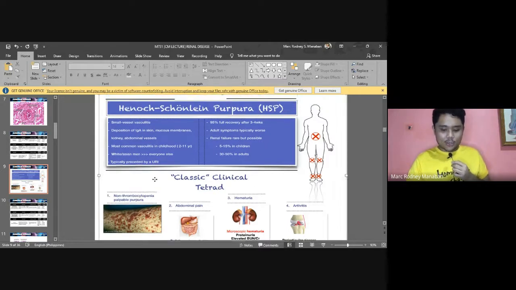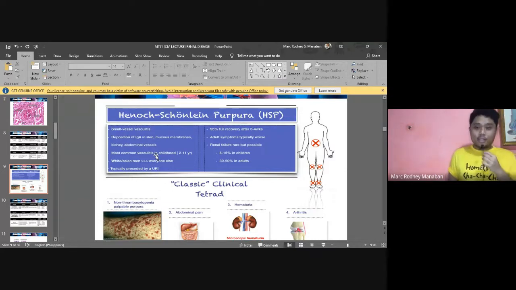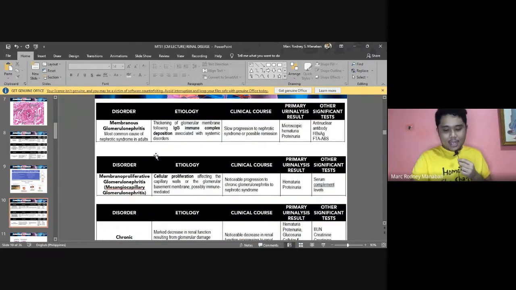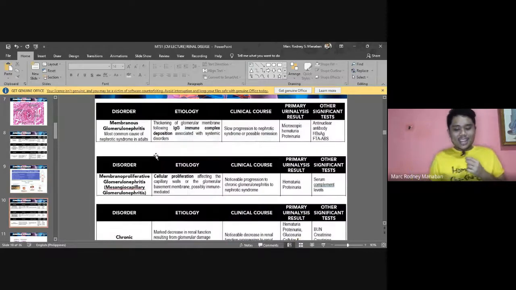So there could also be deposition of IgA in the skin, mucous membranes, kidney, and of course, abdominal vessels. And it is typically preceded by an upper respiratory infection, which is usually viral in origin. So that's for your Henoch-Schönlein purpura. I'm sure Henoch-Schönlein was discussed in HEMA. I remember that.